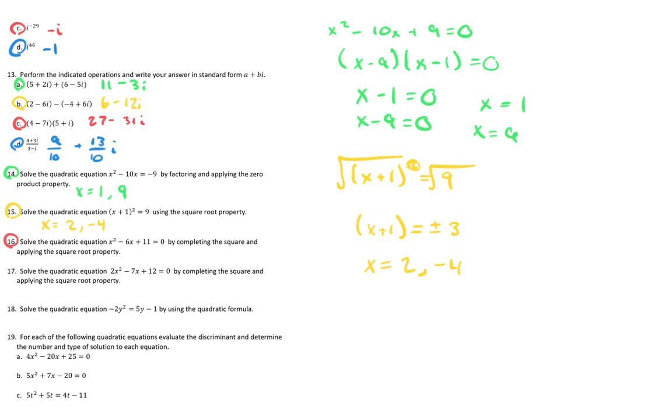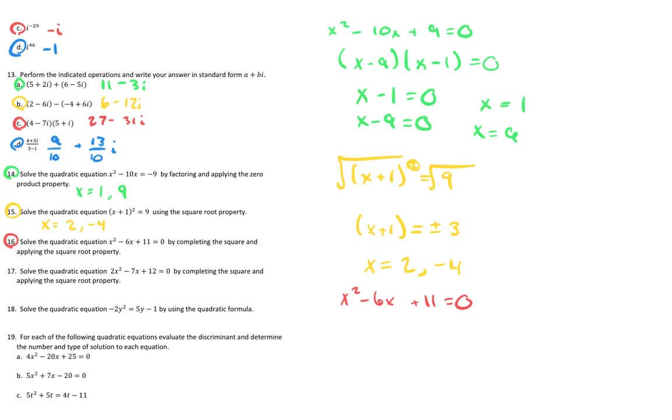Okay, so for number 16, we're going to solve by completing the square and applying the square root property. So we have x squared minus 6x, and then plus 11 equals 0. So anytime we complete the square, we want to start by looking at this here, this b, right? So if we take negative 6 and we divide it by 2, we get negative 3. Then we square that and we get 9. So we know that the part that we're going to want to add is 9, basically.